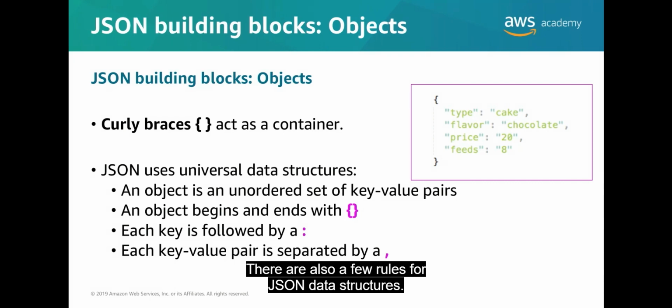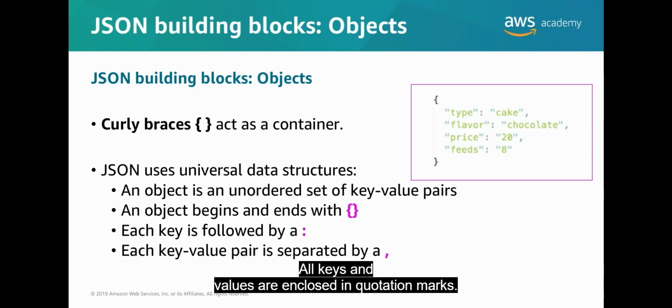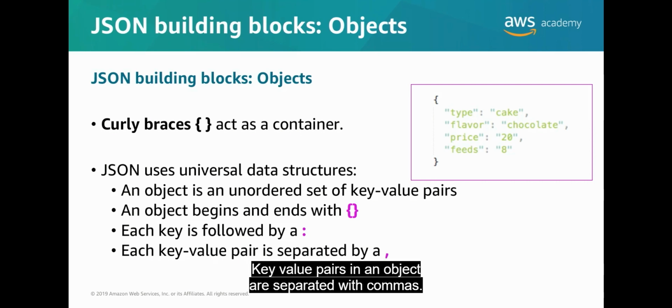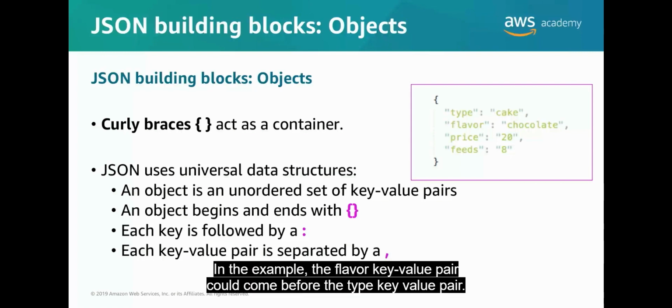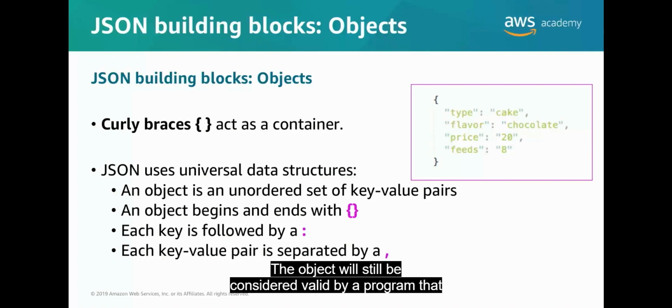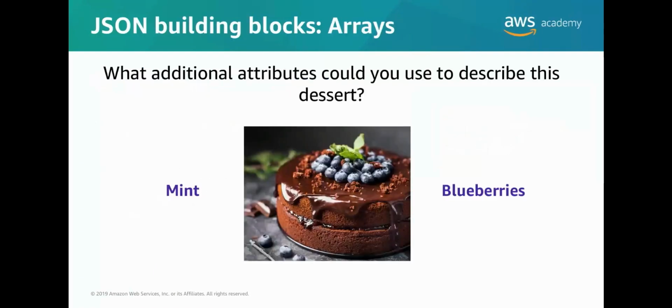There are also a few rules for JSON data structures. First, a JSON object consists of an unordered set of key value pairs. You separate the keys from the values with colons. All keys and values are enclosed in quotation marks. Key value pairs in an object are separated with commas. The last key value pair does not require a comma after it. In the example, the flavor key value pair could come before the type key value pair. The object will still be considered valid by a program that receives this JSON object.